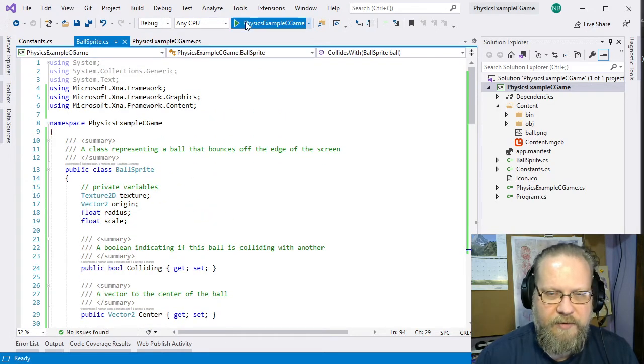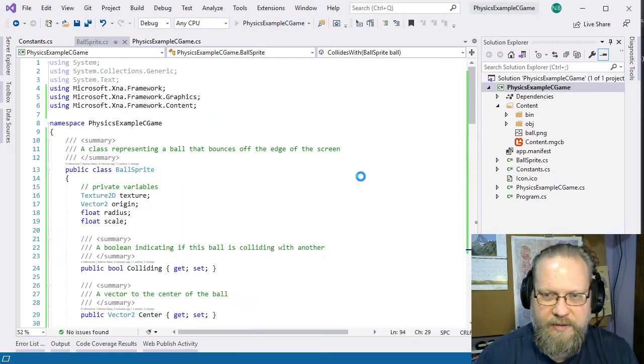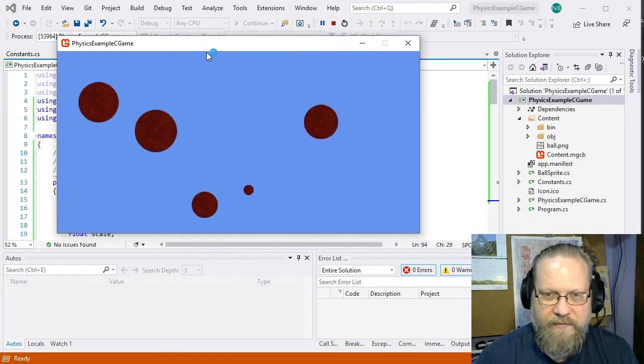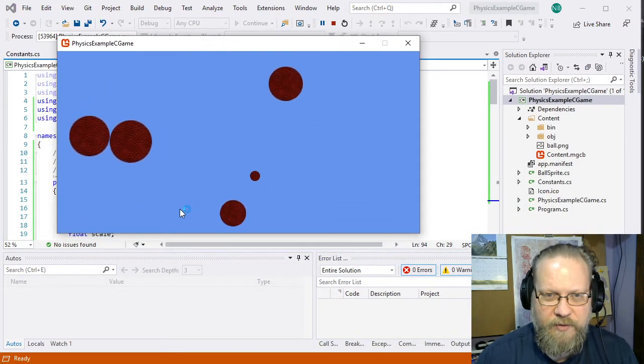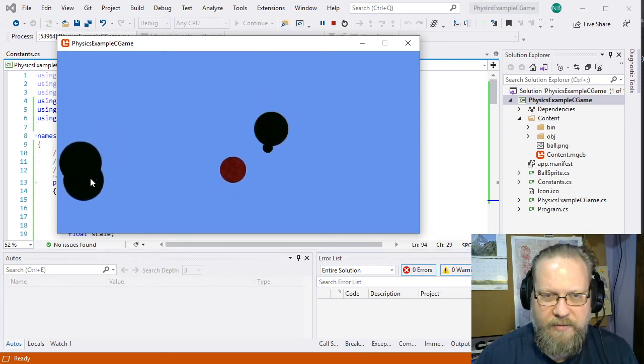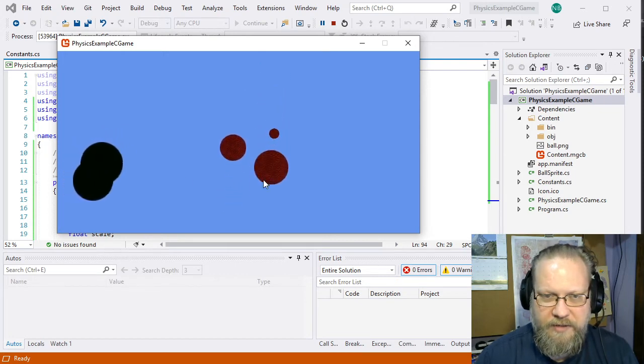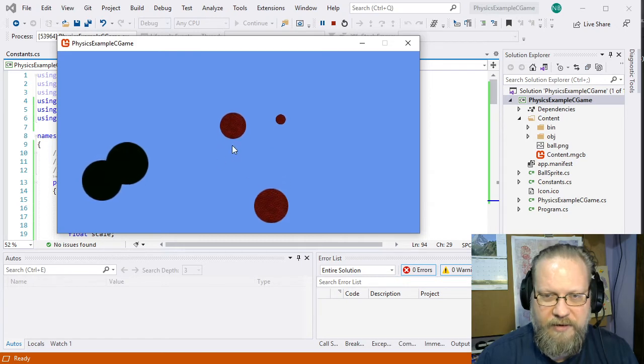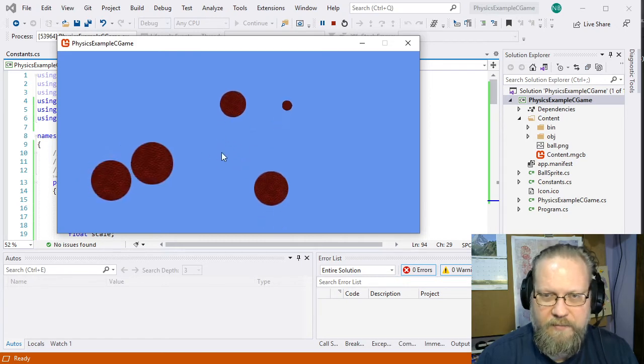Alright, so let's go ahead and take a look at what that looks like in practice. So here we have 5 balls moving around the screen, and notice as they collide they flash this darker, almost black color. Then as soon as they stop colliding, they're back to being their regular reddish orange color.